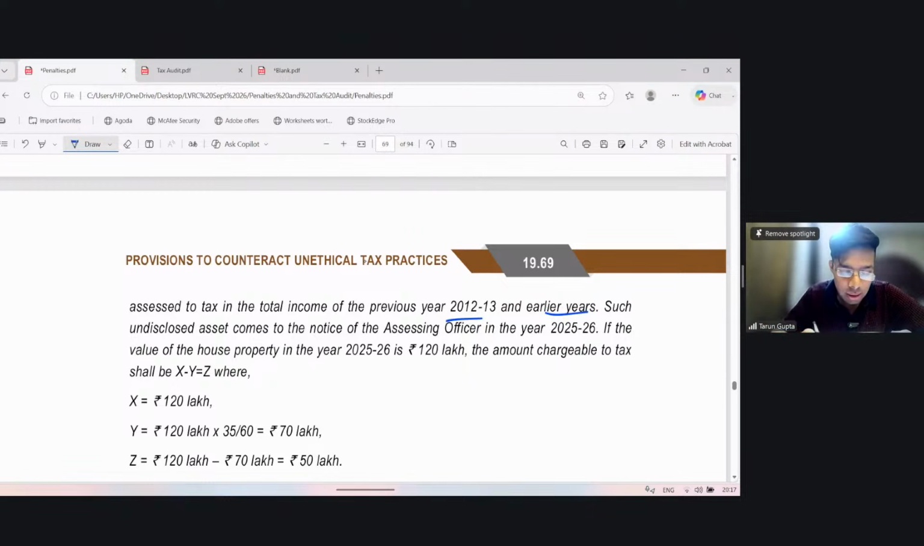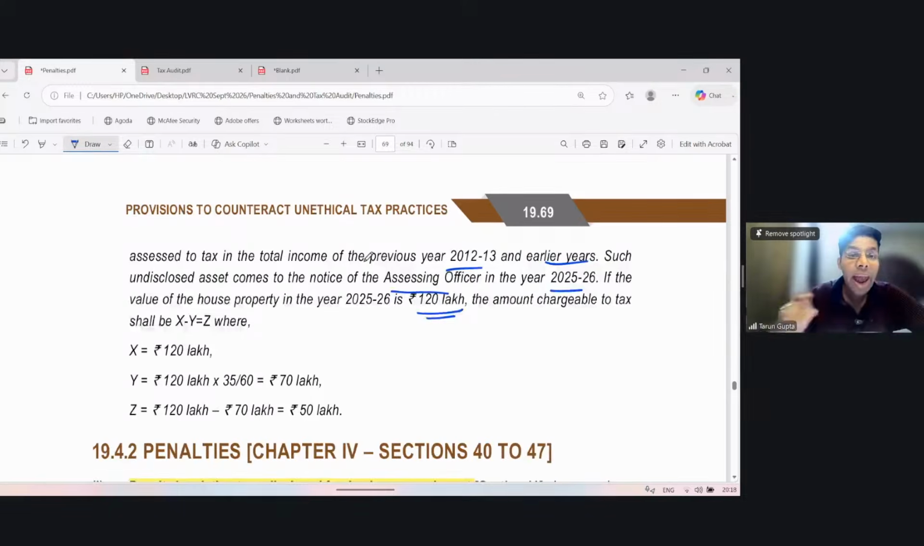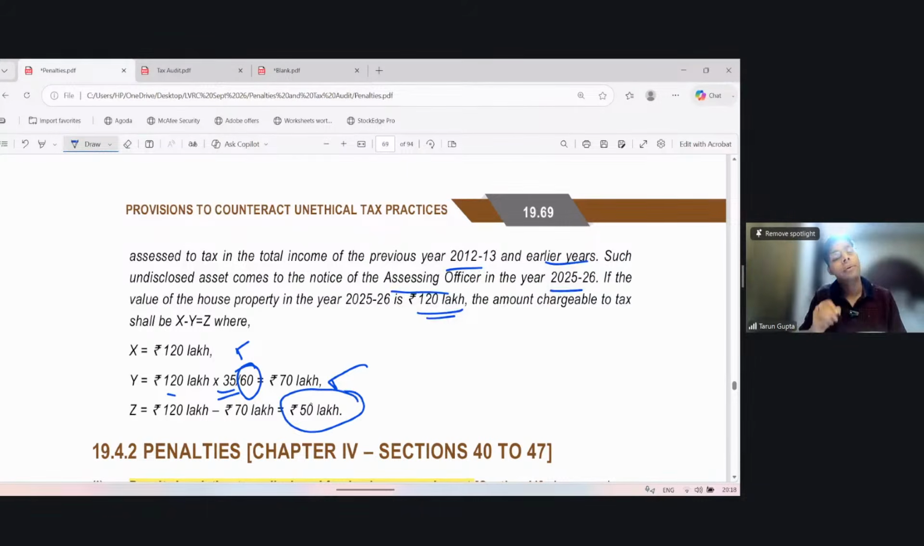So such undisclosed asset comes to the notice of the AO in 25-26. If the value of the house property in 25-26 is 120 lakh, then the amount chargeable to tax shall be X minus Y. X is 120 lakh and Y is 120 lakh into 35 by 60, which is explained out of 60, the price or cost for which the asset was purchased. So 70 lakh is already explained out of 120 lakh. So my undisclosed asset is only 50 lakh. Clear with you? Okay.